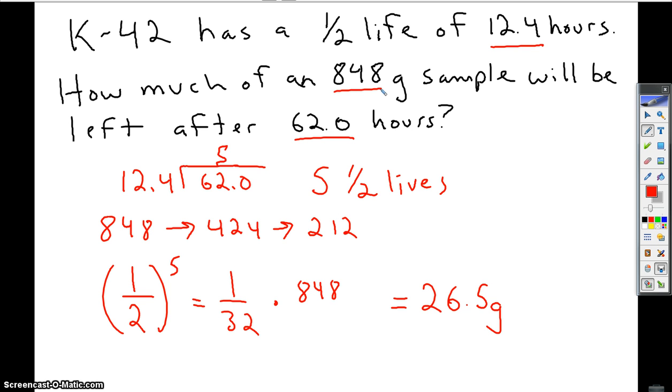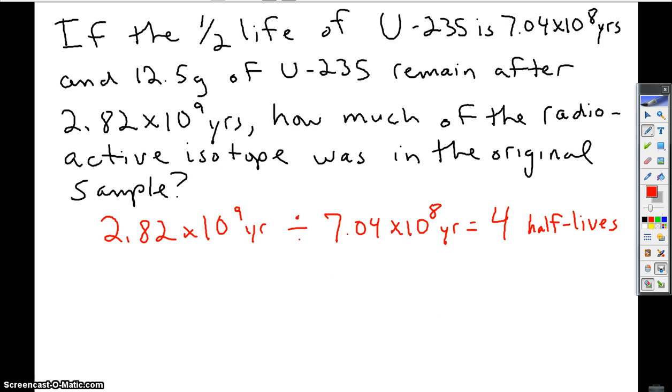And the last example that we'll show you today, a little bit trickier, a little bit bigger numbers: uranium-235, which has a half-life of 7.04 times 10 to the 8th years. And if 12.5 grams of U-235 remain after 2.82 times 10 to the 9th years, how much of the radioactive isotope was in the original sample? So now they're going to ask us to work backwards.